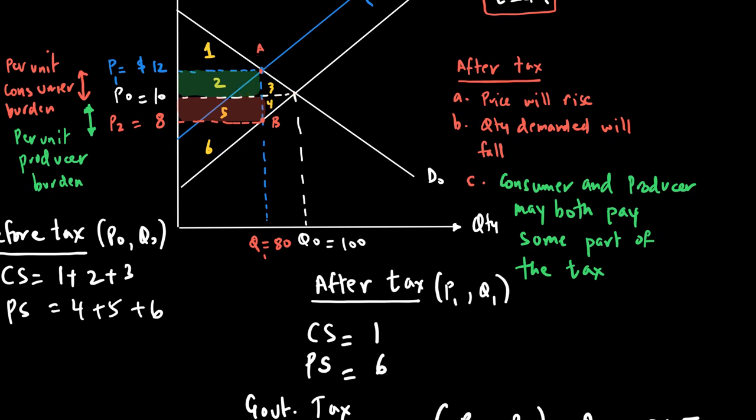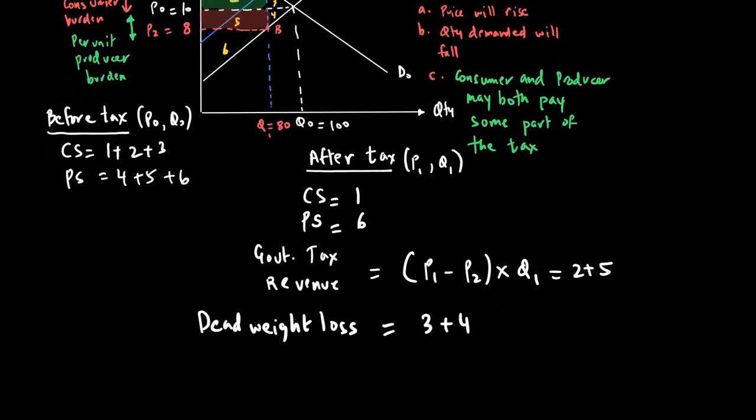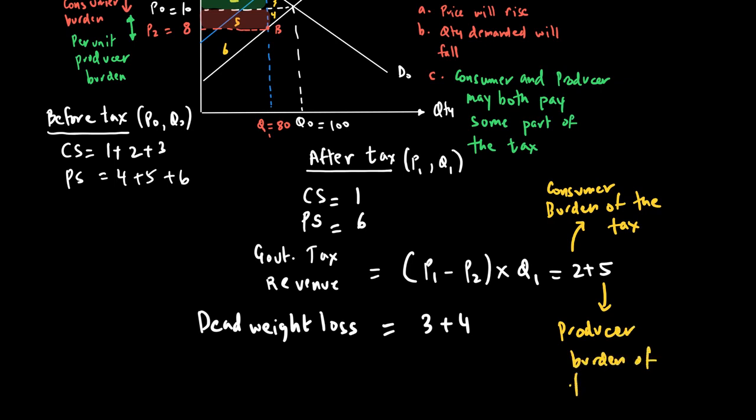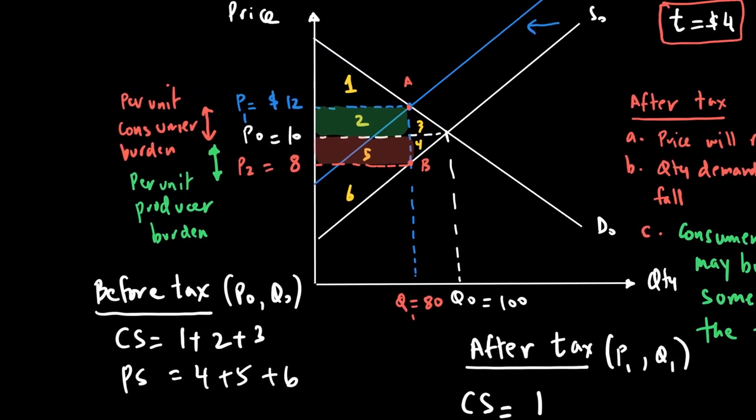Now, what part of my tax is being paid by the consumer? The answer is this area 2, which is what I call the consumer burden of the tax. And I'll explain it in 1 minute. And area 5 is what we call the producer burden of the tax. Why do I say that? Let's zoom in on the diagram.